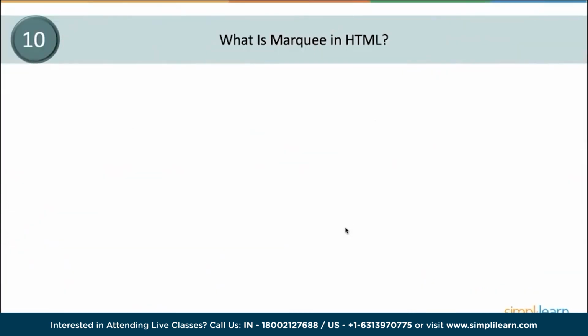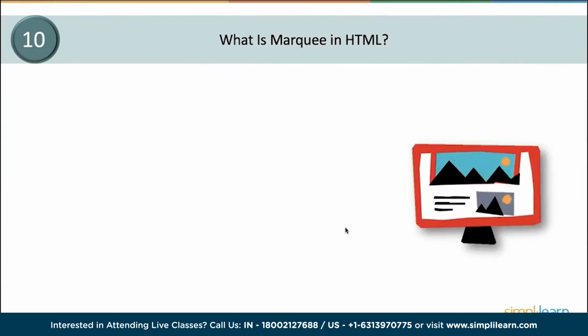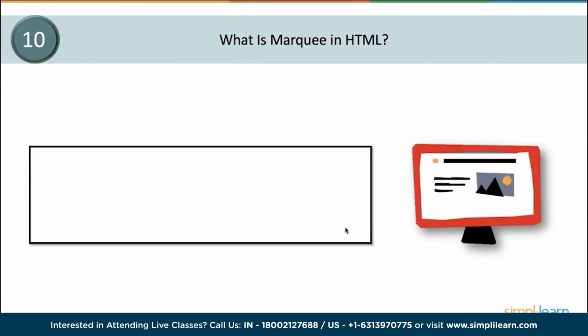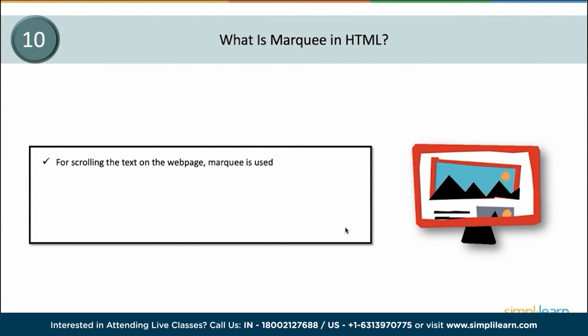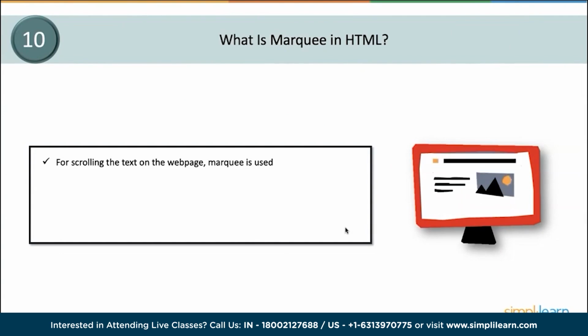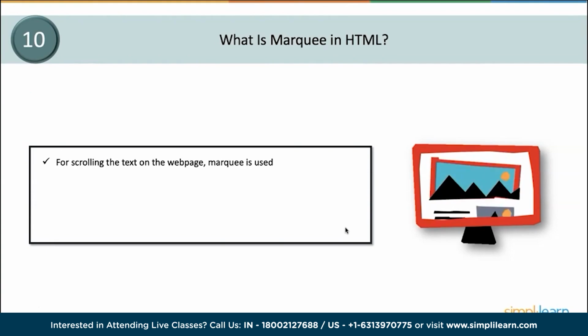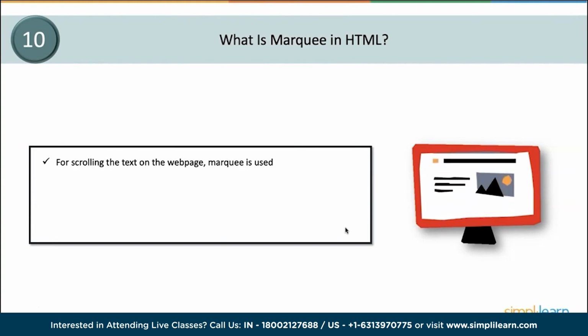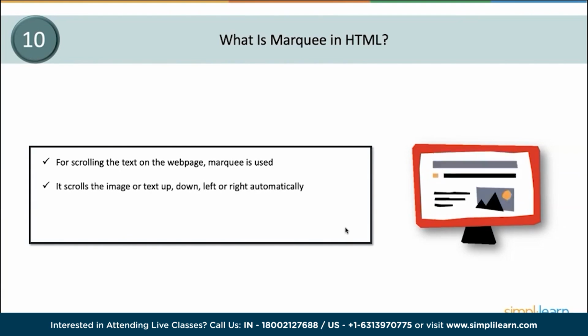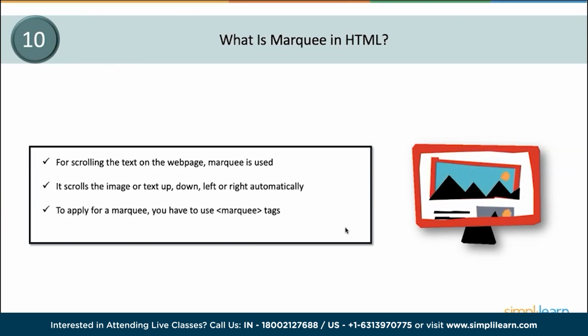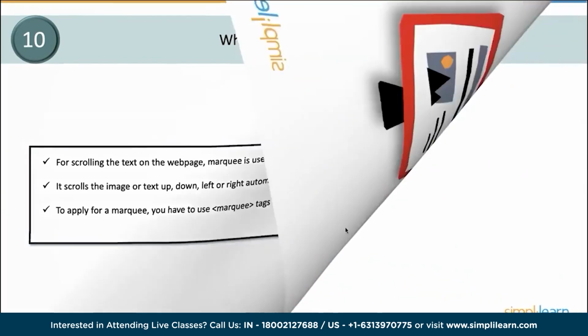What is a marquee in an HTML file? Marquee is something which keeps on rotating. For scrolling the text on the web page, marquee is used. Sometimes you might have seen that when you want to display some very important information which needs to scroll at the bottom or to the right after a specific period of time, you use marquee. It is one of the very old elements available in the HTML page. It scrolls the image top, left, right, center automatically everywhere. So you always use marquee tags for rotating it.